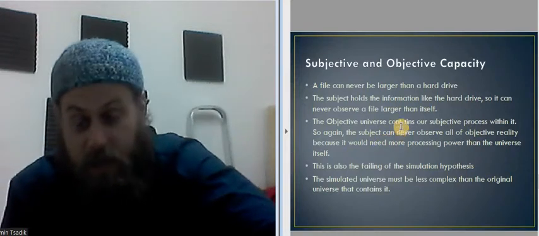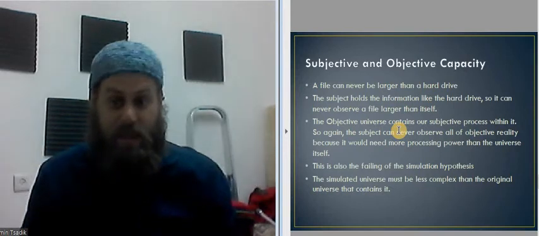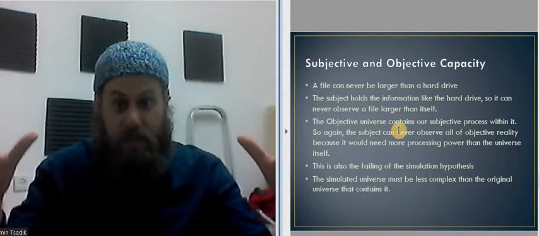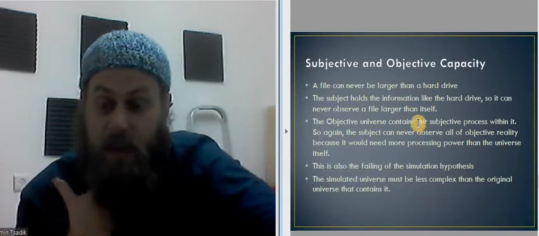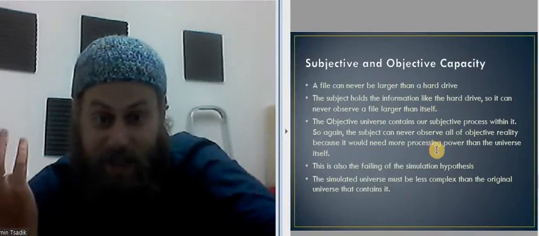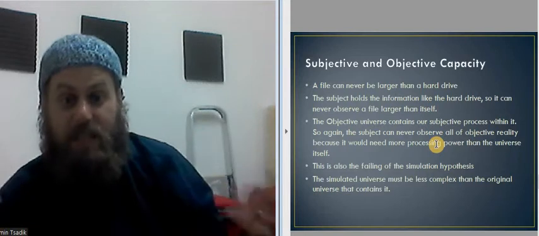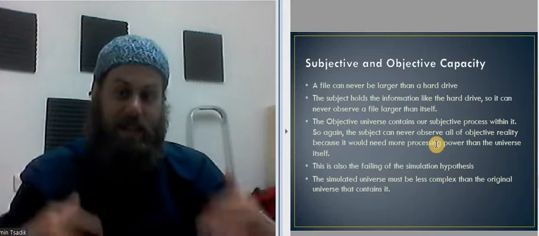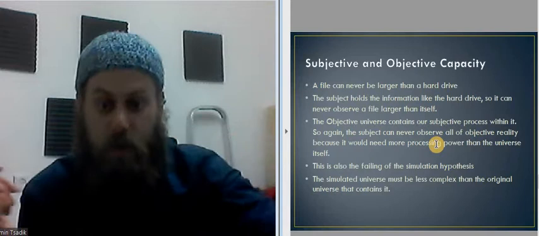The objective universe. Can you ever observe the entire objective universe when you're looking out? That's another question. You can't see your whole subject. Can you see the whole object if you're completely objective? And also no, the objective universe contains our subjective process within it. Our process is within the universe. So again, the subject can't observe all of reality because it would need more processing power than the universe itself. If the universe wants to completely observe itself, it needs to be at least as large as the universe.